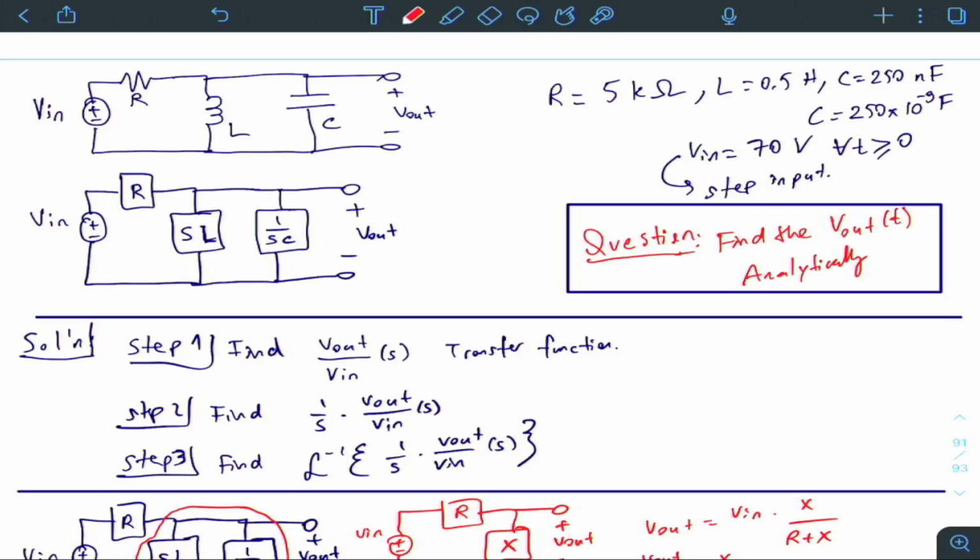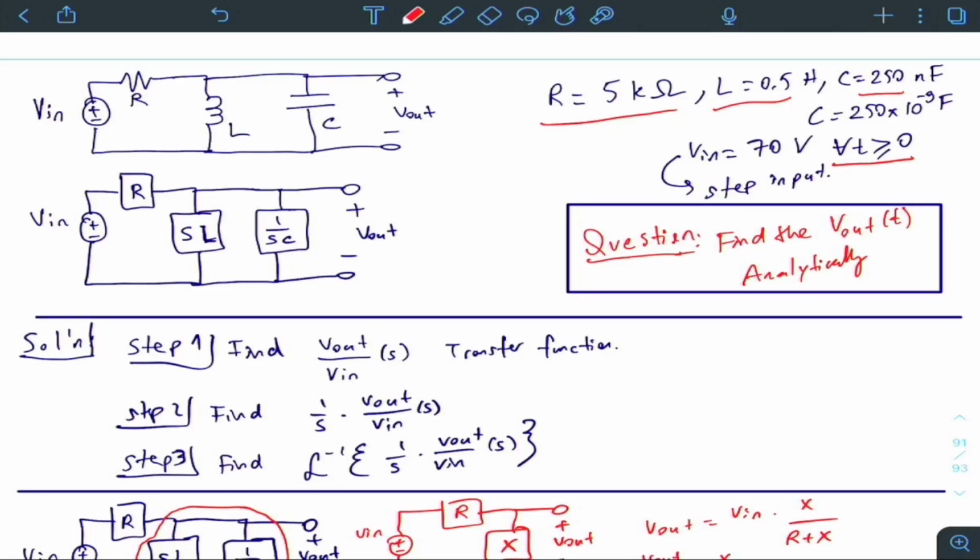And these are R, 5 kilo ohms, L, 0.5 Henry, and C, 250 nanofarads. Okay, nano means 10 to the minus 9, right? In that question it is stated that the input voltage is 70 volts, and this means that this is a step input waveform, okay? And V output is required to be derived.